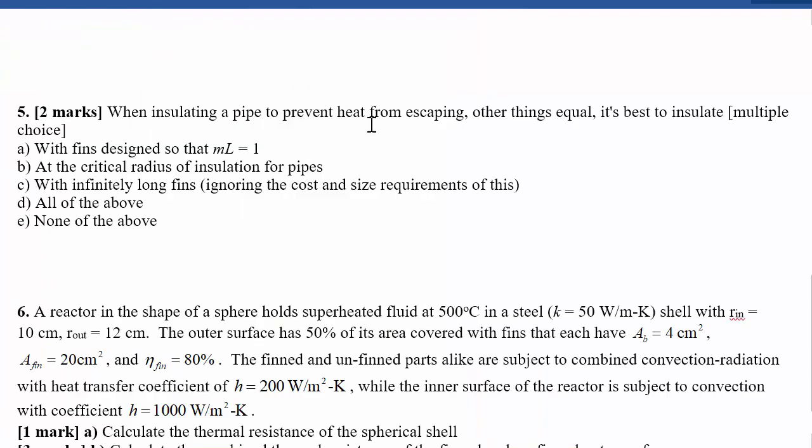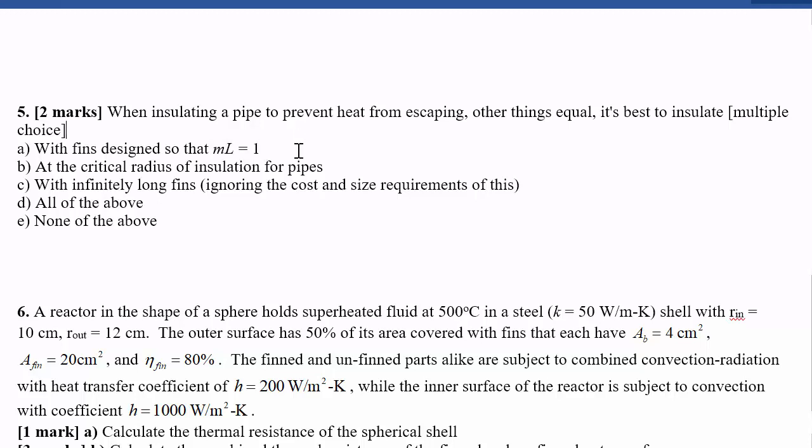Okay, when insulating a pipe to prevent heat from escaping, other things equal, it's best to insulate with fins designed so that mL is equal to 1. Well, no. If we're trying to prevent heat from escaping, then having mL equals 1 is not a good idea. That's sort of a balance in what's going to be giving you a good amount of heat sinking happening from the fins for the cost involved. So going much past that is leading to diminishing returns in terms of the fin length that you're adding.